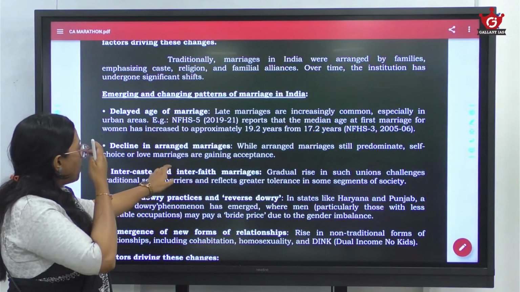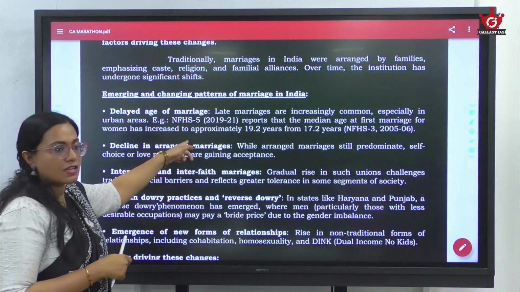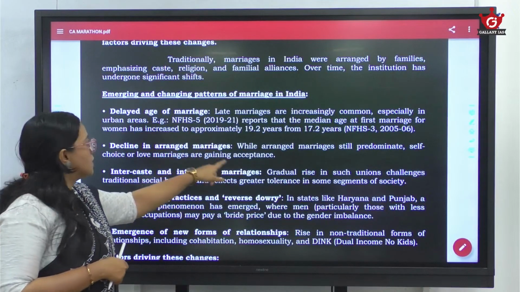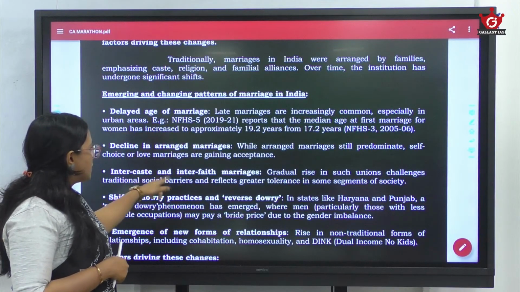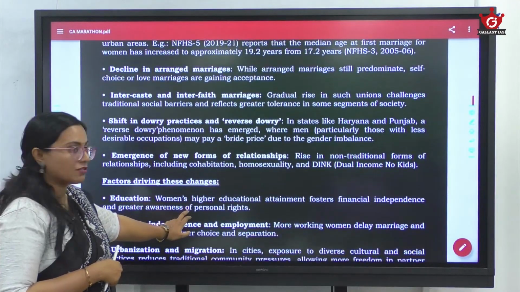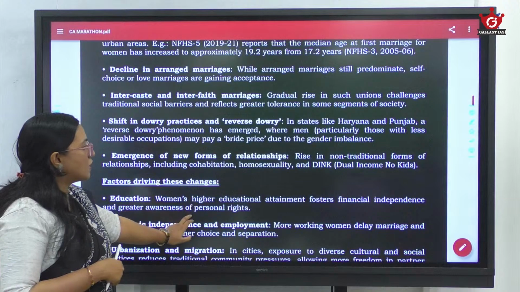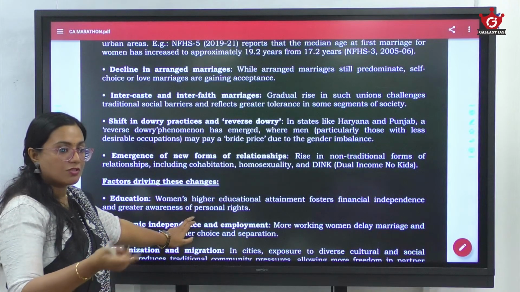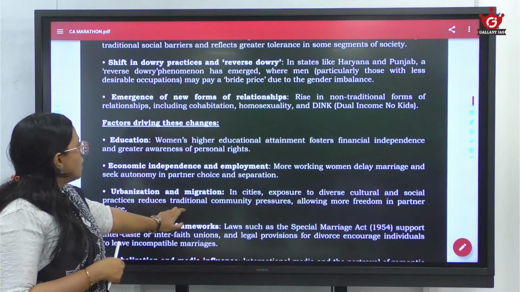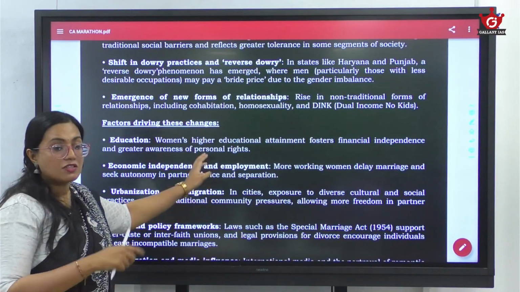And then what are the emerging changes happening to marriages. One is delayed marriage. This is also data from the National Family Health Survey. So you should quote the facts like delayed age of marriage, decline in arranged marriages, intercaste and interfaith marriages, shift in dowry practices and reverse dowry, where in Punjab and Haryana, men particularly give dowry to the women to get married to them. Emergence of new forms of relationship.